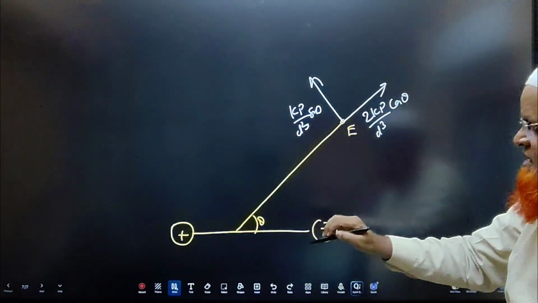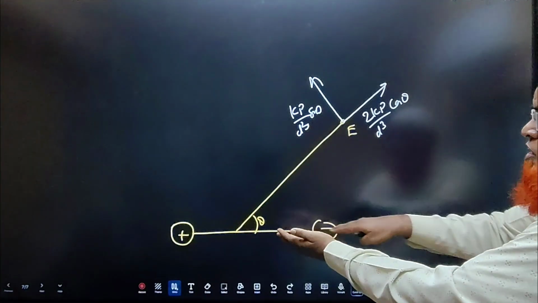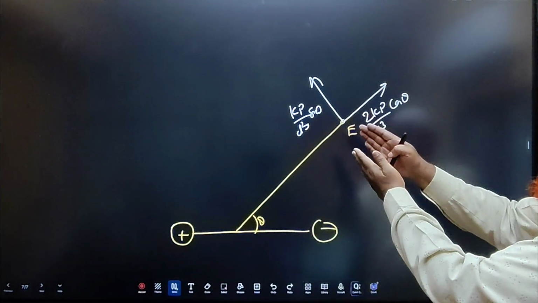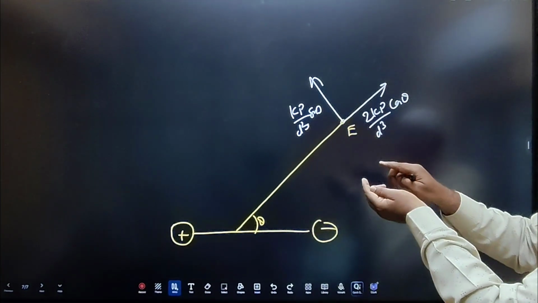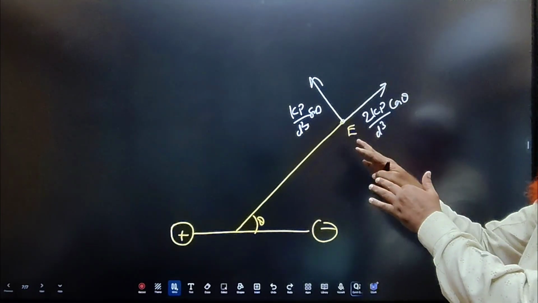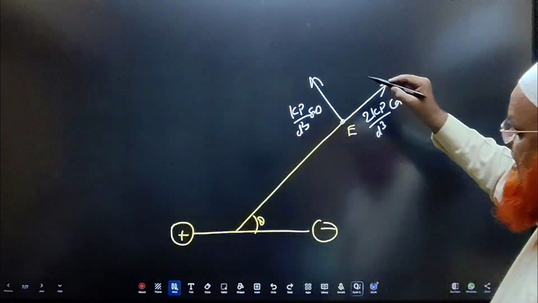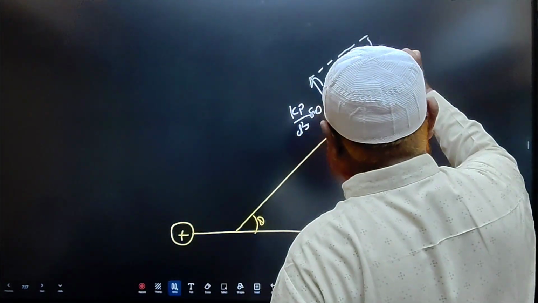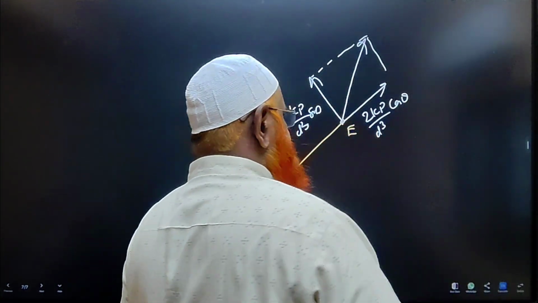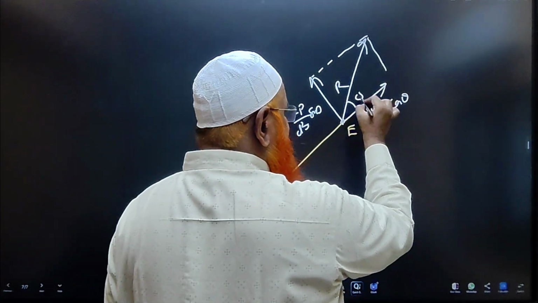This is angle theta, with the cos theta and sin theta components. Cos theta means the component along the axial line, and sin theta is along the equatorial line. Axial line means 2Kp, equatorial means Kp. The denominators are the same, but the components are different. This is cos theta, that is sin theta. If this is the situation, then what is the resultant? This resultant, you have to find out, is making a certain angle phi.